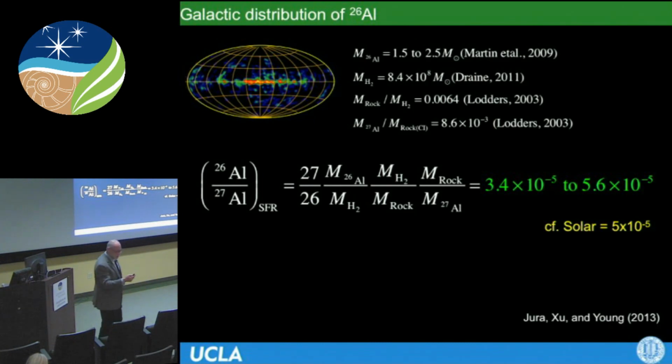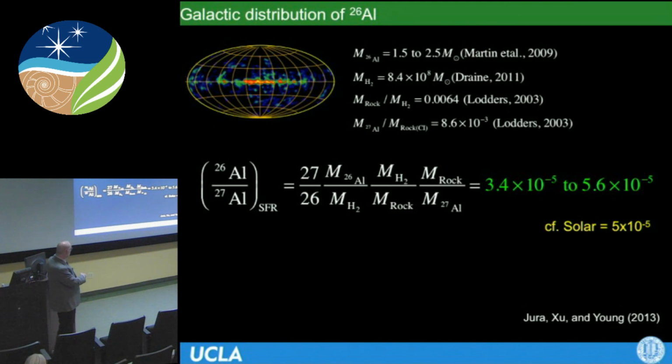So we can do a calculation using that observation of the mass of aluminum-26 in the galaxy today, which is between 1.5 and 2.5 solar masses. We can take the mass of H2 in the galaxy today, which is 8 times 10 to the 8 solar masses. We can take the mass of rock relative to hydrogen using the sun as an example: the mass of silicon, magnesium, oxygen that's tied with those, iron and so forth. Add those all up. That's the mass of rock relative to hydrogen. Then the mass of aluminum relative to the mass of rock, we use chondrite meteorites as a model. Then we multiply all those numbers together and turn the mass ratio into a number ratio.